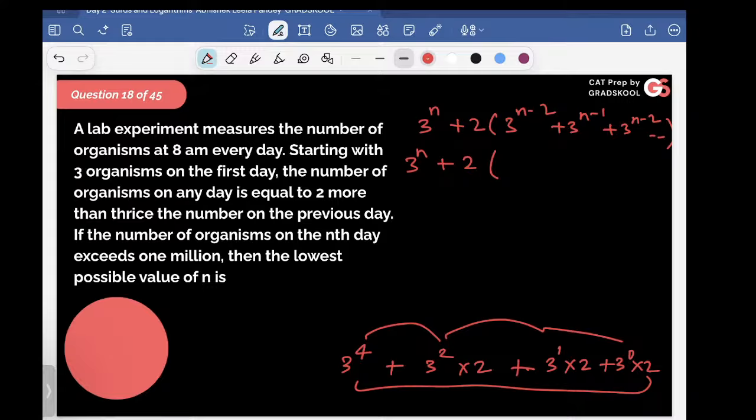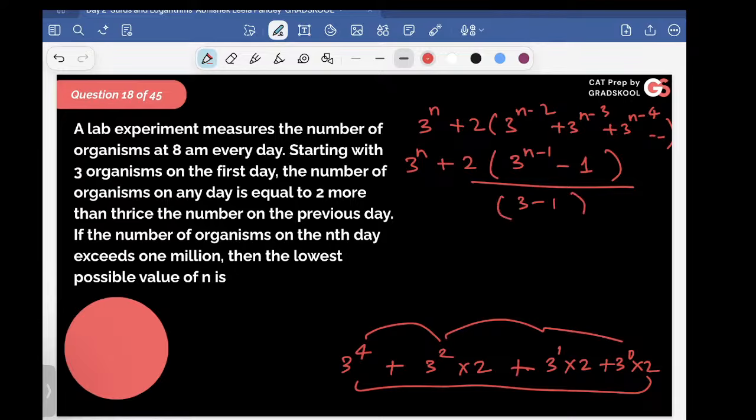इसको सॉल्व करने में क्या मिल जाएगा? यार मैंने -1 क्यों लिखा है? ये -3 होना चाहिए ना. हाँ, ठीक कर दो इसको. माइनस एक एक कम हो रहा है. -3, -4, तो क्या बन जाएगा? 3 to the power n-1 -1 upon 3 minus 1. Am I right?